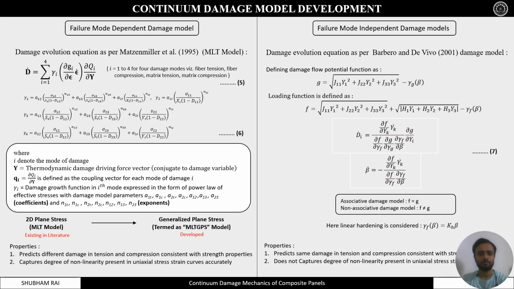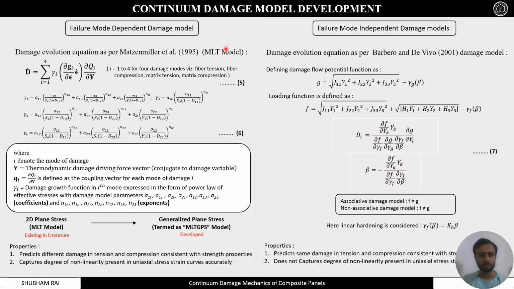That's why we have developed a failure mode dependent damage model, and we have compared this model with a failure mode independent damage model. The failure mode dependent damage model depends on various modes of damage. We have taken 4 modes of damage as of now: fiber tension, fiber compression, matrix tension, and matrix compression. So these are the damage evolution equations.